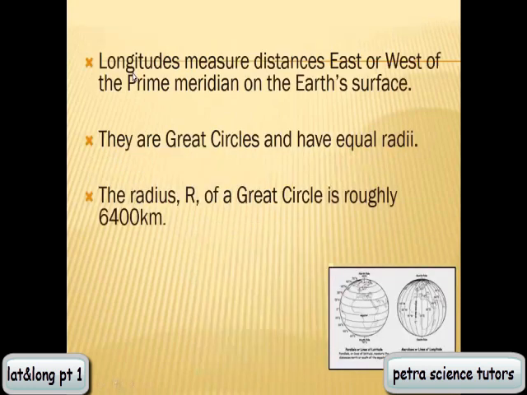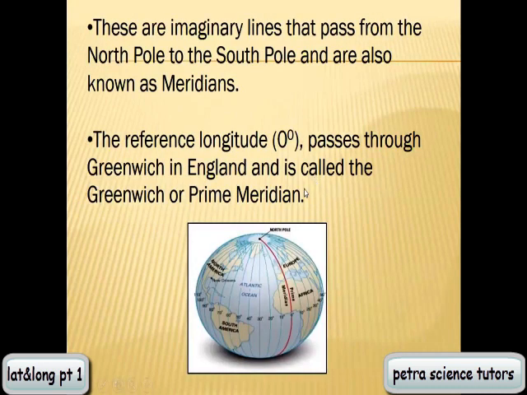You must also know that longitudes measure distances east or west of the prime meridian. So if you go back to the diagram, you can see we have 0 degrees, your prime meridian, just like your reference longitude. Then you have, this is the east of the prime meridian, and this is the west.